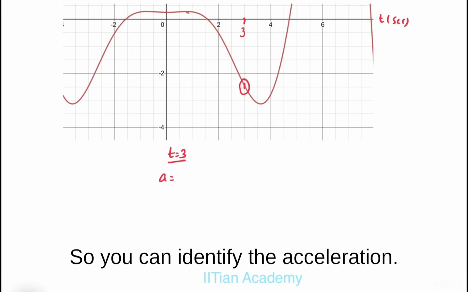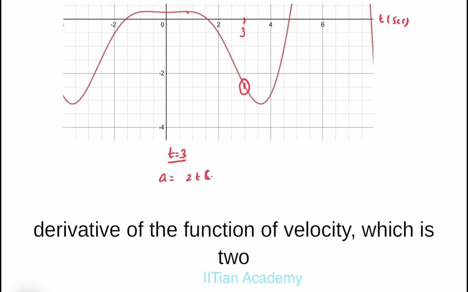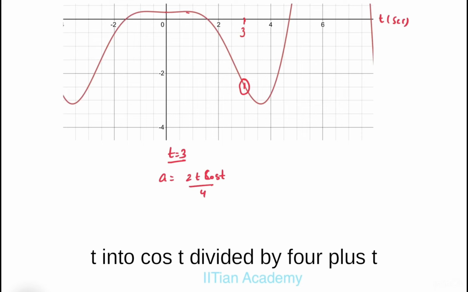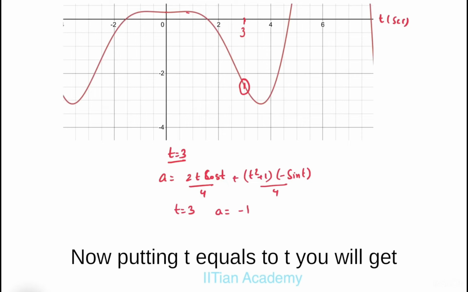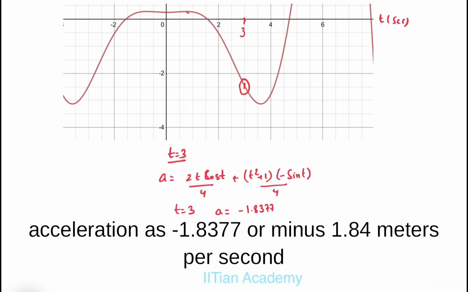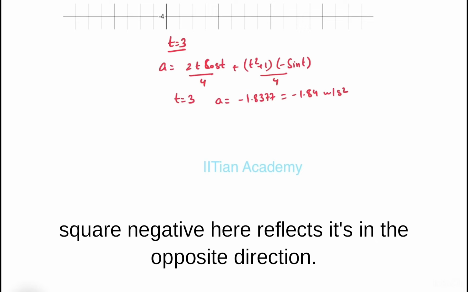So you can identify the acceleration, and the acceleration can be identified as the first derivative of the function of velocity, which is 2t cos t / 4 plus (t² + 1) times (-sin t) / 4. Now putting t equals 3, you will get acceleration as -1.8377 or -1.84 meters per second squared. Negative here reflects it's in the opposite direction.